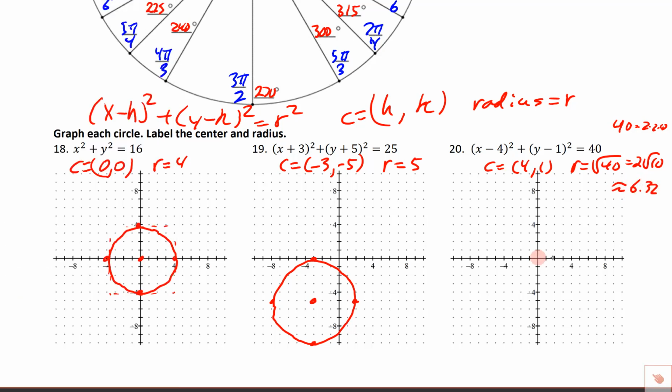So the center is at 4, 1, so we're right here. And then I go a little bit more than 6 in each direction. So that would be a little bit over here, a little bit past 7 over here, a little bit past -2 here, and a little bit past -5 right here. And then again, we just draw the circle as best we can. Because we've got it labeled up here, we're in good shape. Okay, let's take a look at the other side.